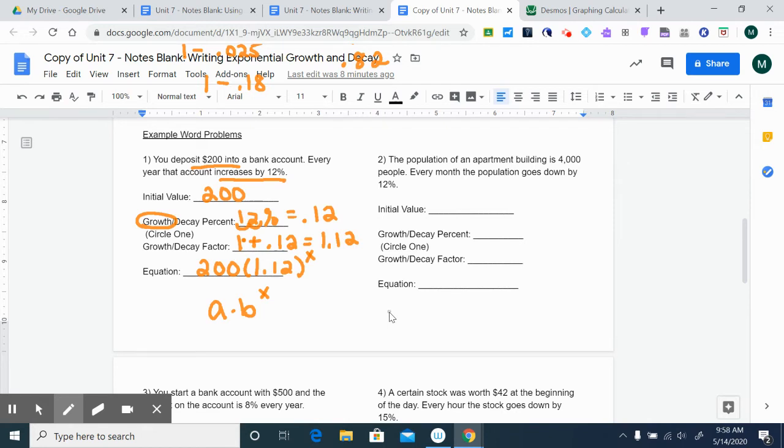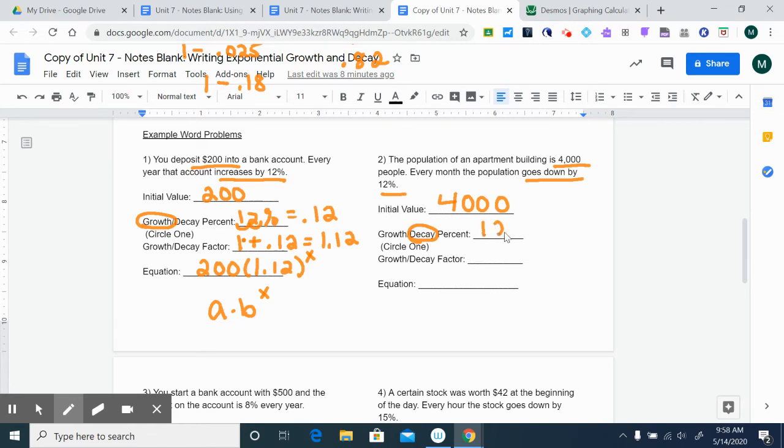Let's look at the second example. The population of an apartment building is 4,000 people. Every month it goes down by 12%. So our initial value, what we're starting with, is 4,000. Since it goes down, this is a decay. And 12%, so over here, we figured out how to get the 12% to a decimal.